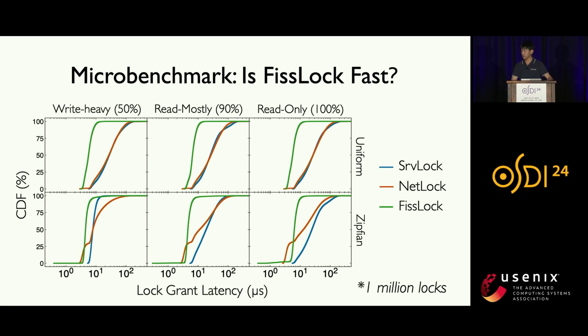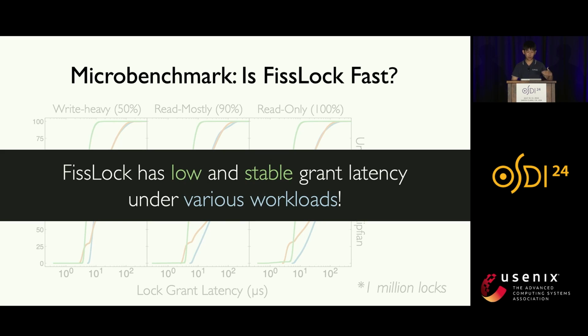As shown in the figure, FISLock achieves low and stable lock-grant latency under all kinds of workloads, while ServLock and NetLock exhibit apparent queuing delay. So we conclude that FISLock has low and stable grant latency on the various workloads.